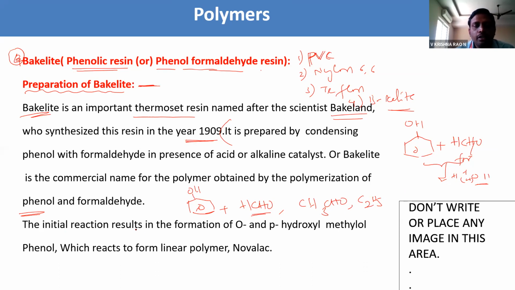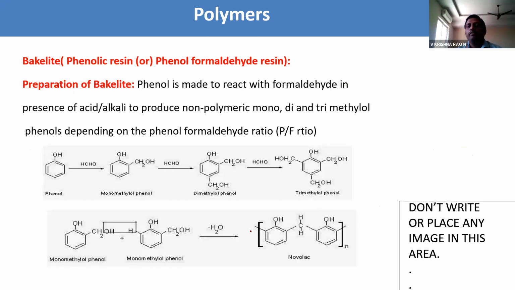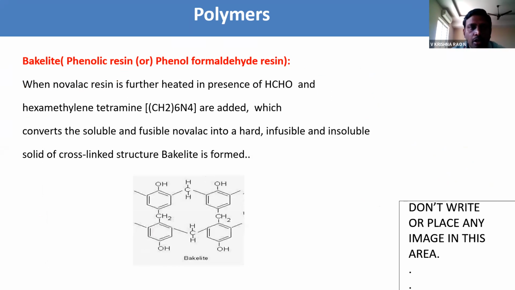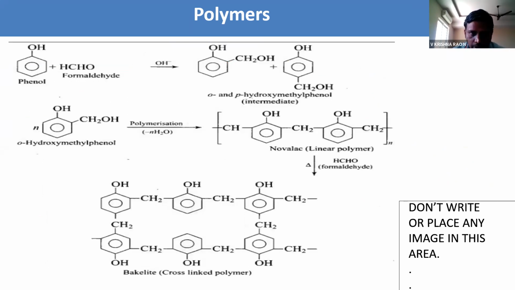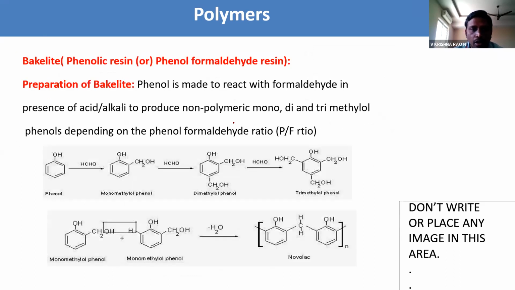Here, the initial reaction results in the formation of ortho and para-hydroxy methylol phenol, which reacts to form a linear polymer. We call it novolac resin. There are 3 steps involved in the preparation: step 1, step 2, and step 3, the last being the conversion of novolac to Bakelite. We'll discuss one by one.